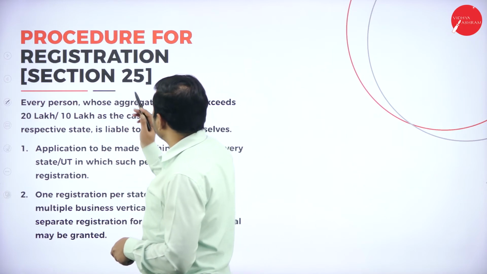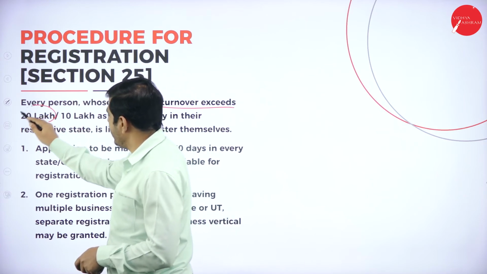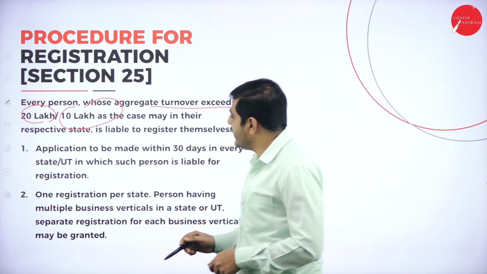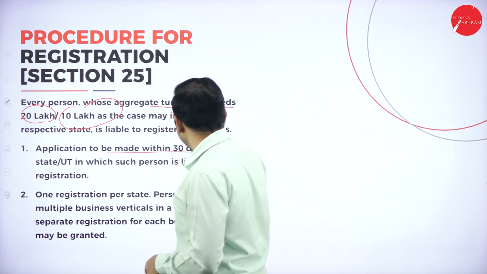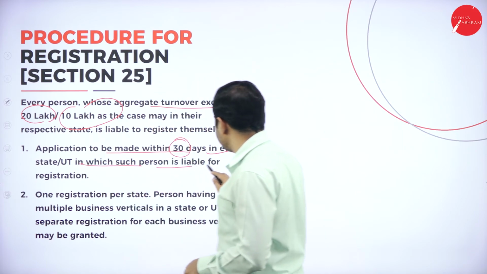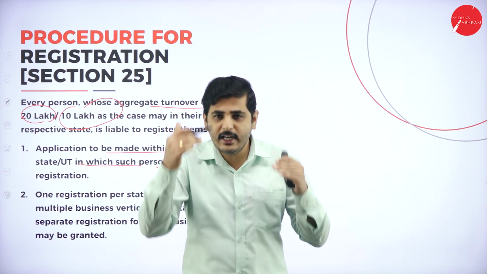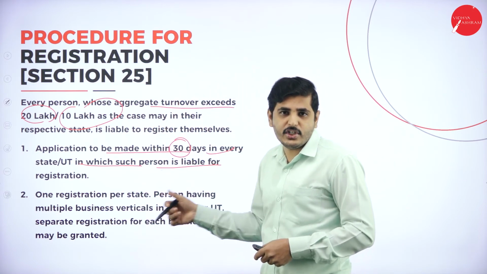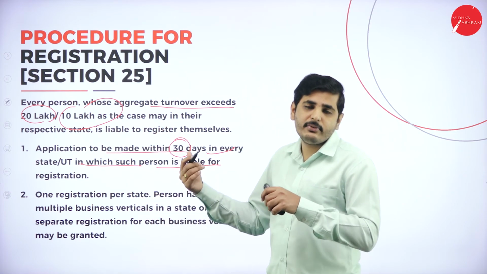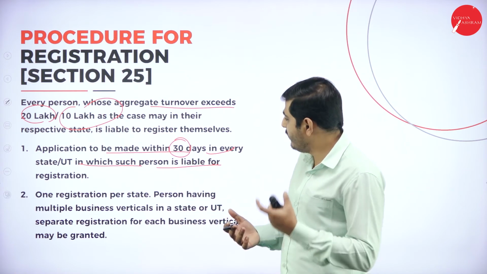Next one, procedure for registration. Every person whose aggregate turnover exceeds 20 lakh rupees in ordinary states, or 10 lakh rupees in special category states, has to get registered. Next, the application is to be made within 30 days in every state or union territory in which such a person is liable for registration. Once your transaction exceeds 20 lakh rupees, from that date you will have 30 days to get registered. Otherwise, suo motu registration happens: in case of any inquiry or verification, suo motu registration forms will be sent by the tax authority.